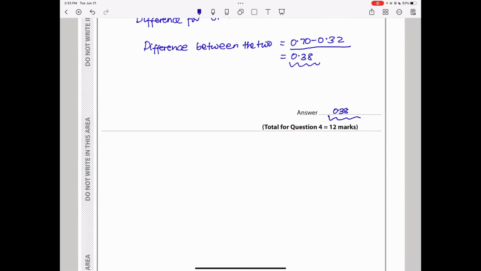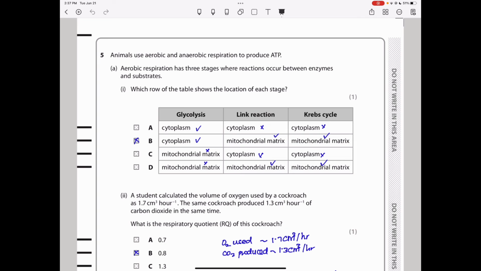Let's move on to question 5. Question 5. Animals use aerobic and anaerobic respiration to produce ATP. Aerobic respiration has 3 stages where reactions occur between enzymes and substrates. So here they say which row in the table shows the location of each stage. So the 3 stages are glycolysis, the link reactions, and the Krebs cycle.